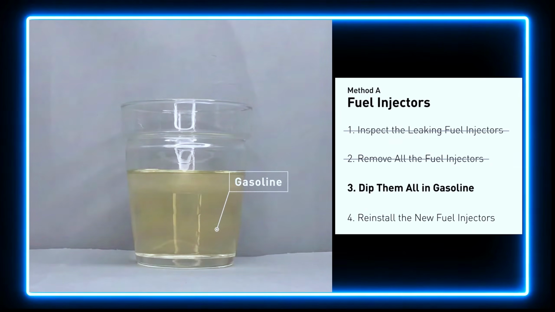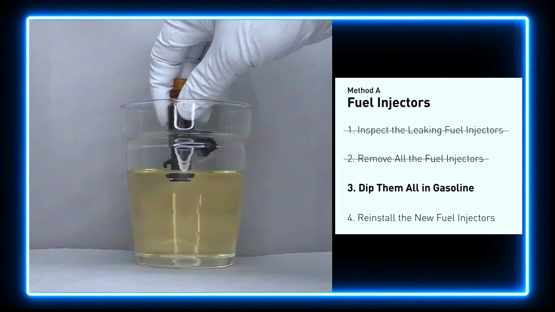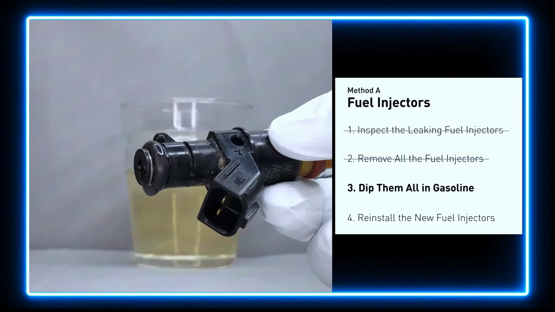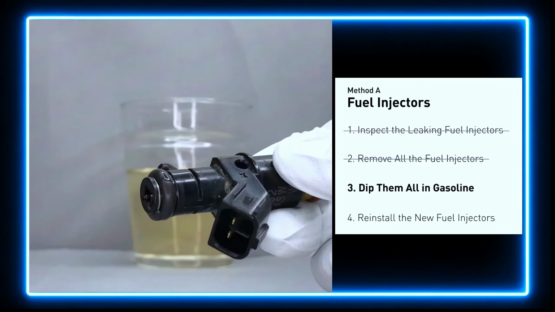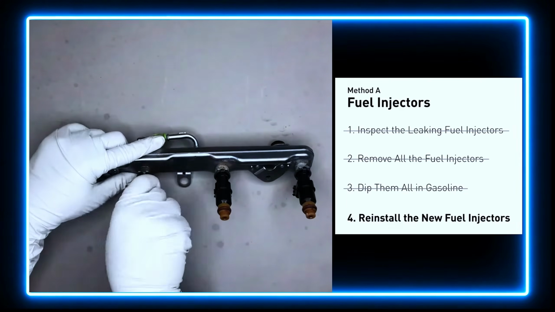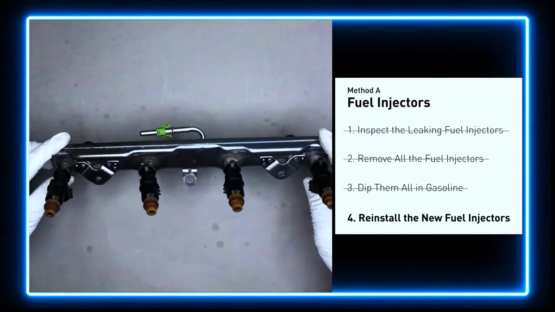In order to prevent leaking, get some gasoline, put it in a cup, and then dip the new fuel injector into it. So the seals get wet with gasoline, and it will go in and won't leak. Just slide all the new fuel injectors in.